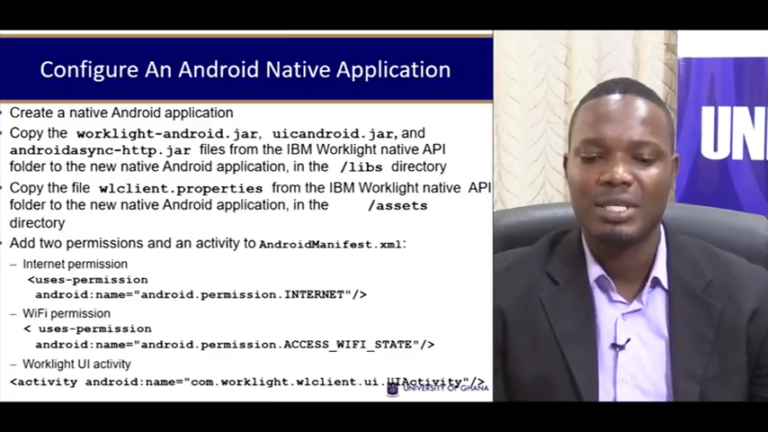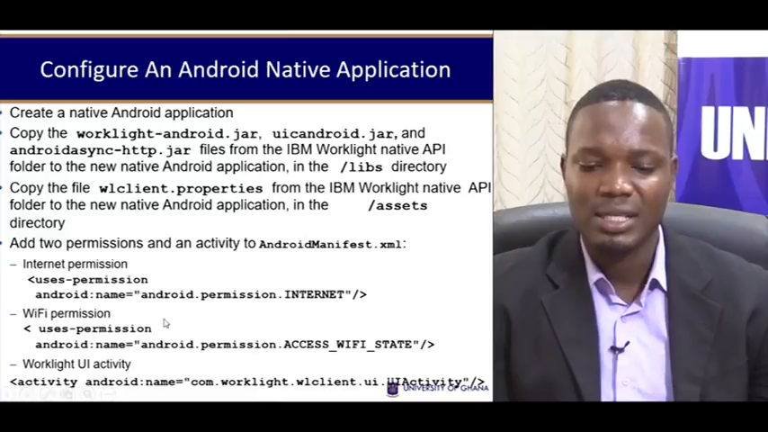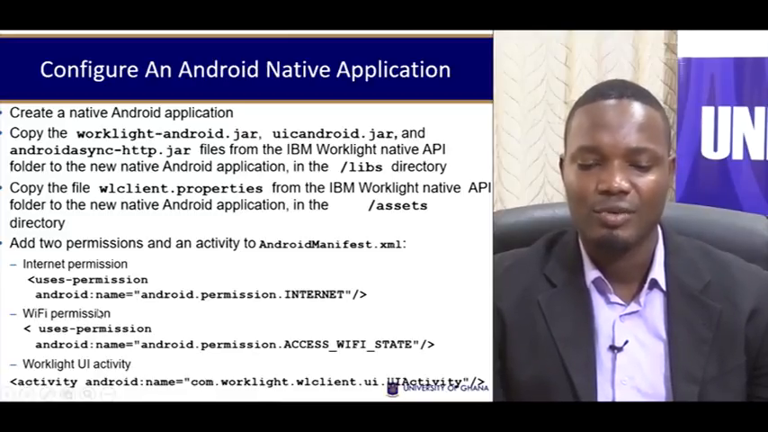We'll add two permissions and an activity to the AndroidManifest.xml. We'll add the internet permission, and then the Wi-Fi permission. Then we'll add a Worklight UI activity also. So these three, and here you have the permissions written out for you. You can just add them as required.